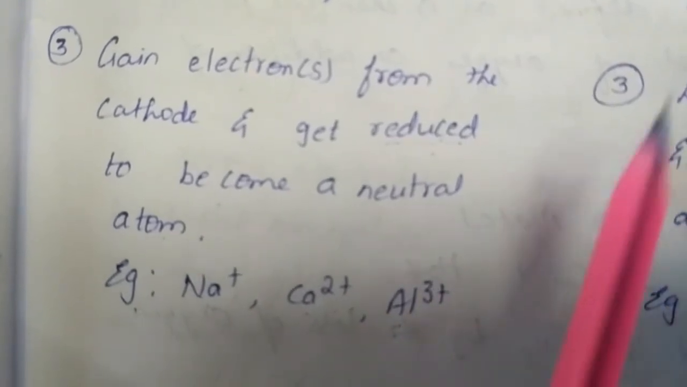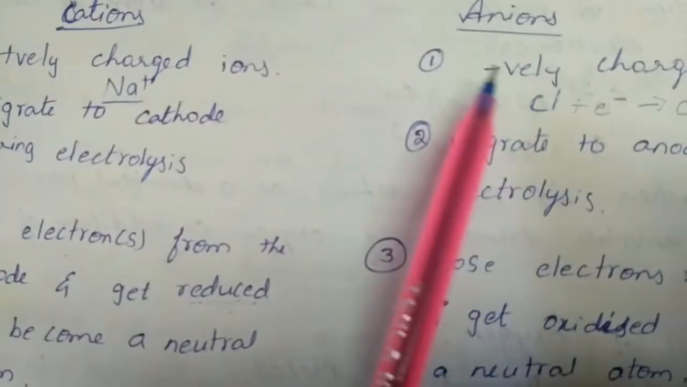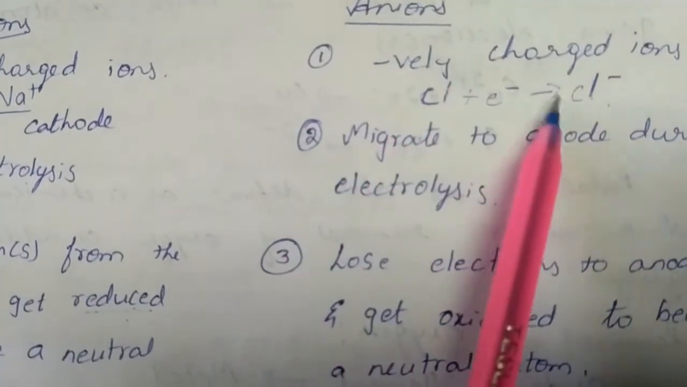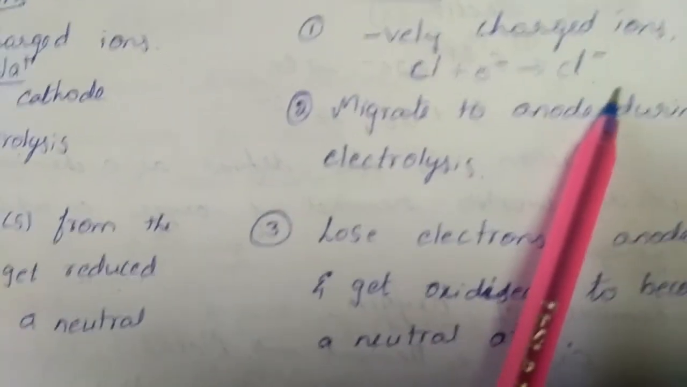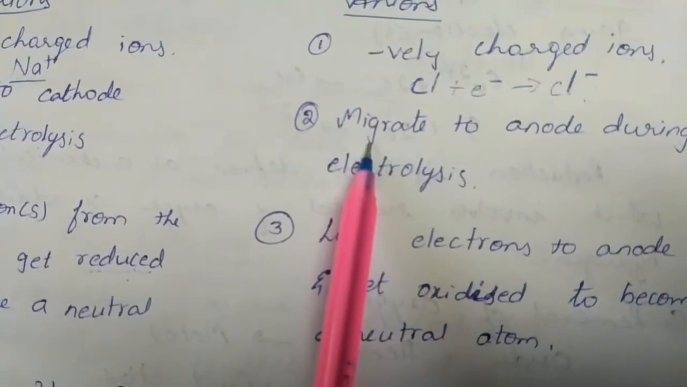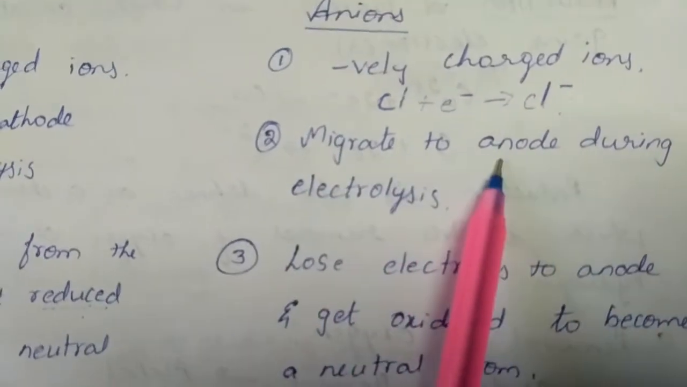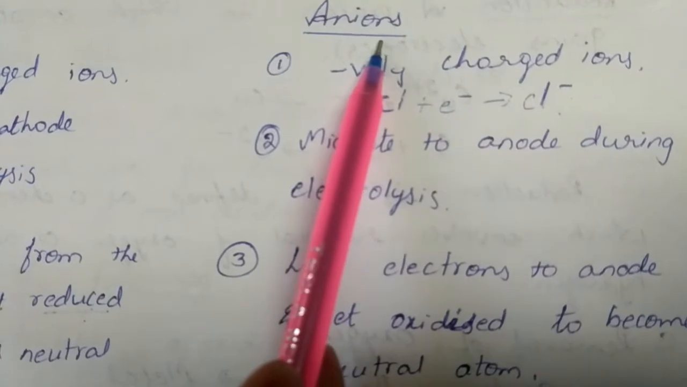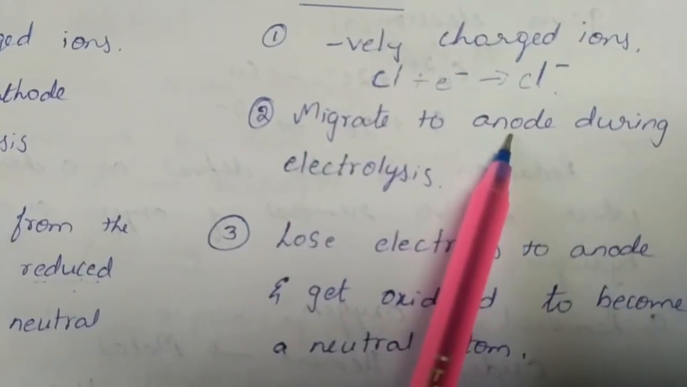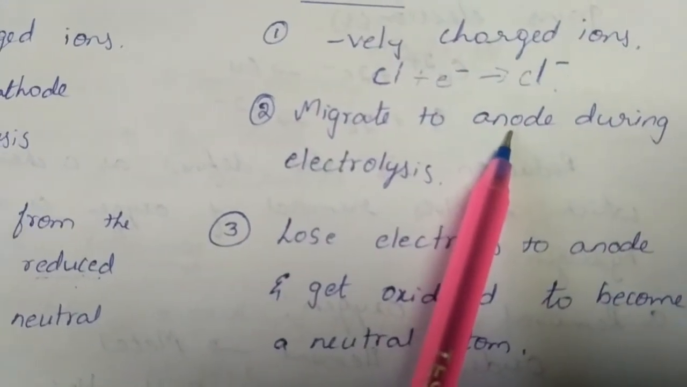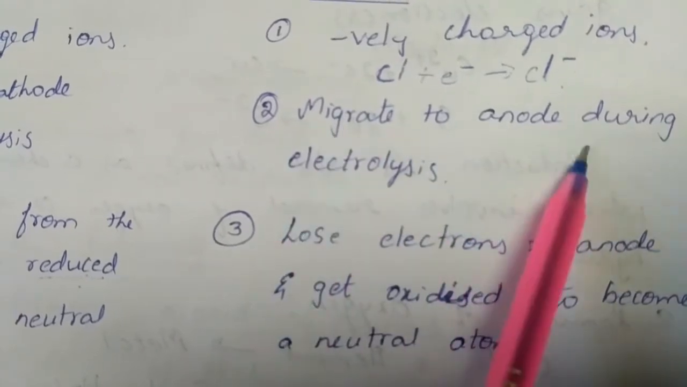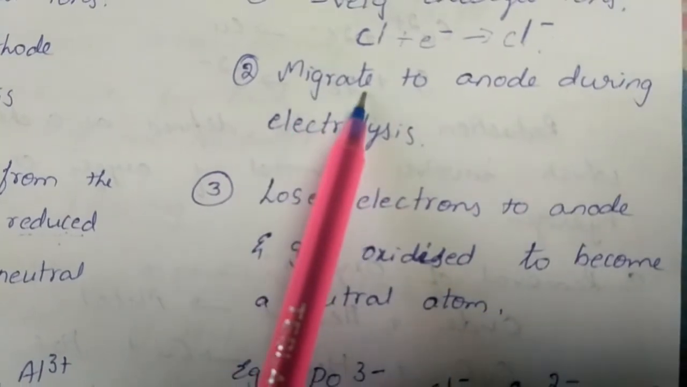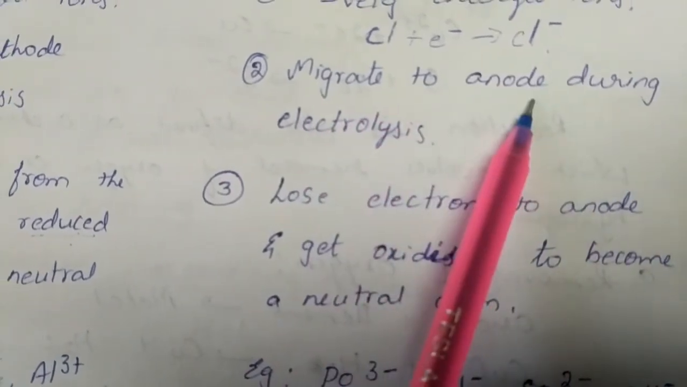Now if you go for the anions, anions are the negatively charged particles. That means already they have accepted the electrons from other substances, and these anions will migrate to the anode during electrolysis. Anions are negatively charged particles, and anode is connected to the positive terminal of the battery. That's why these two oppositely charged particles will be attracted, and these anions will migrate towards the anode.